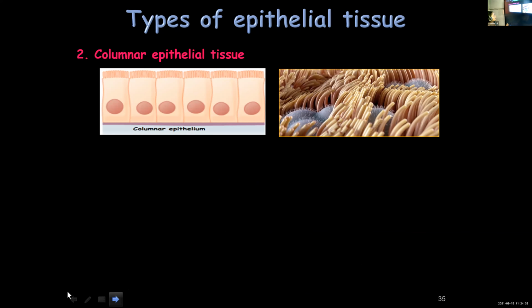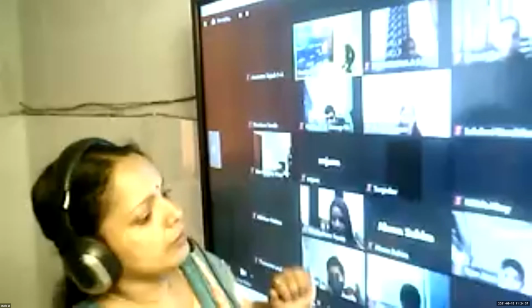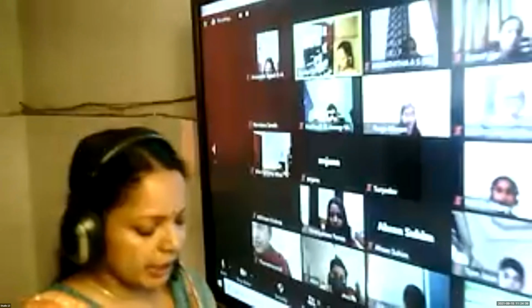Okay. Now about columnar epithelium, we will see in the next class. So summarize the points that we learned.